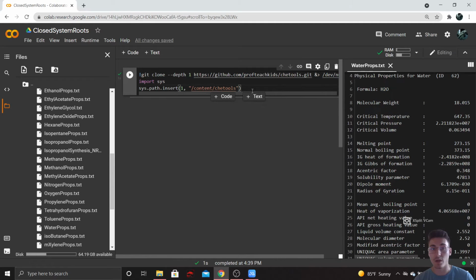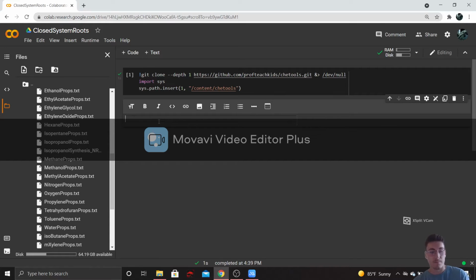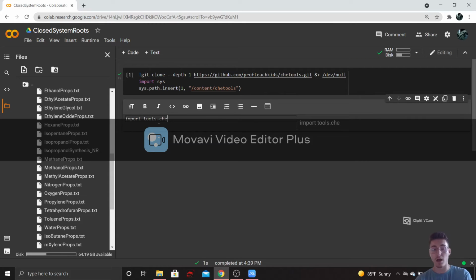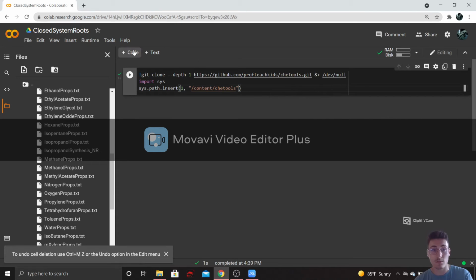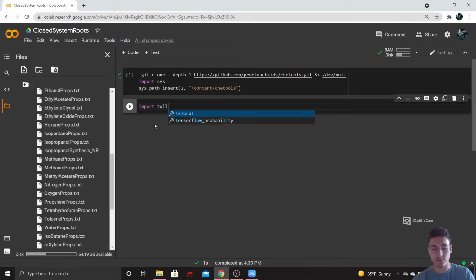So what we are going to want to do is get rid of this. First off, I'm going to want to import this into my code because we are going to be using this. So I'm going to import tools.che, and then also at the same time, I imported text, not code. Okay. Well, now we can import tools.che. I can spell tools right.